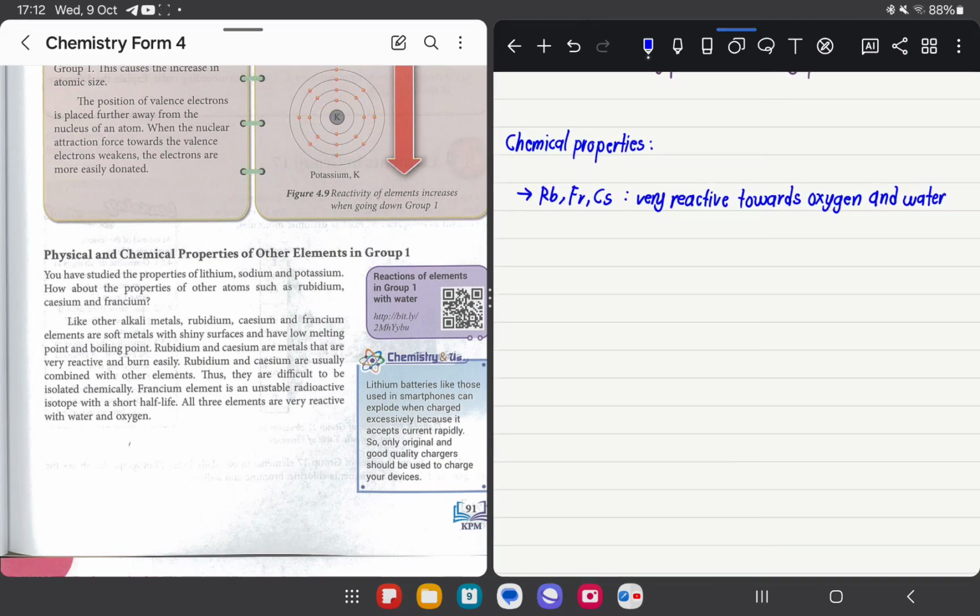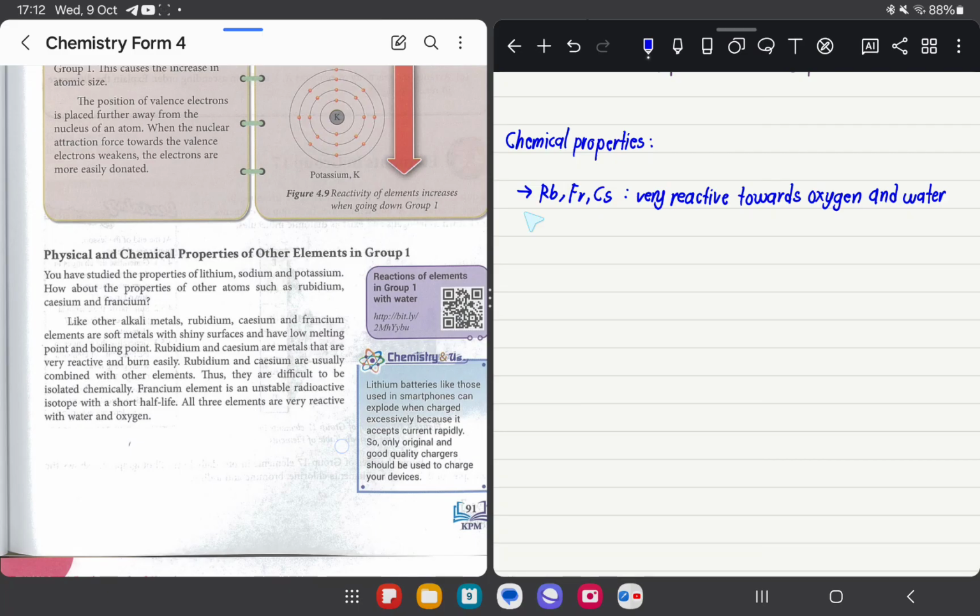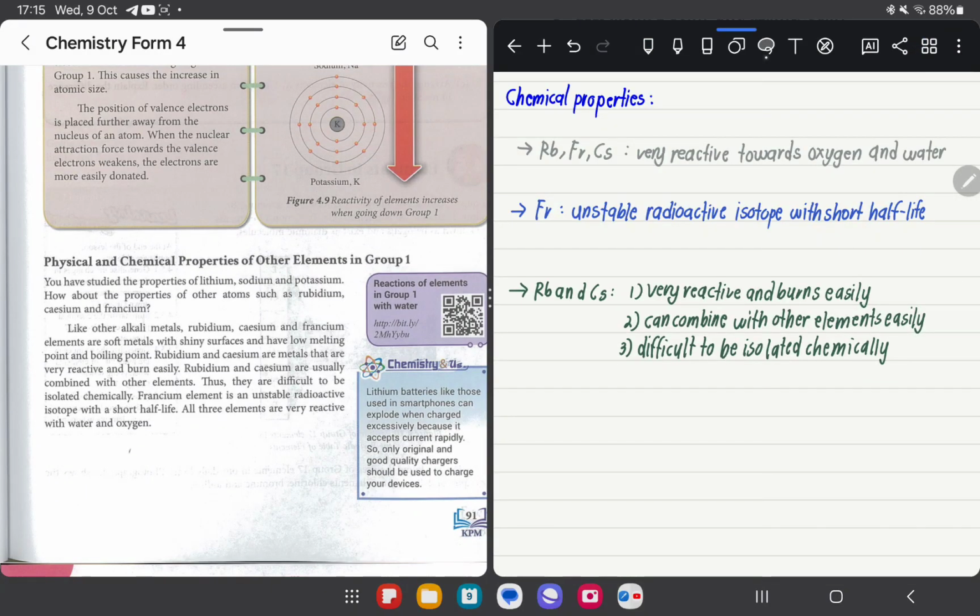And next thing is your francium. Francium, this fella, they are unstable radioactive isotope with a short life. So that is the reason. Naturally, rubidium, francium and cesium are very reactive towards oxygen and water. And francium is a bit unique. It is a radioactive substance. You know radioactive isotope or radioactive substance decays fast. So it's not stable. By the time I take it to check, it has already decayed. So can we know its chemical property?